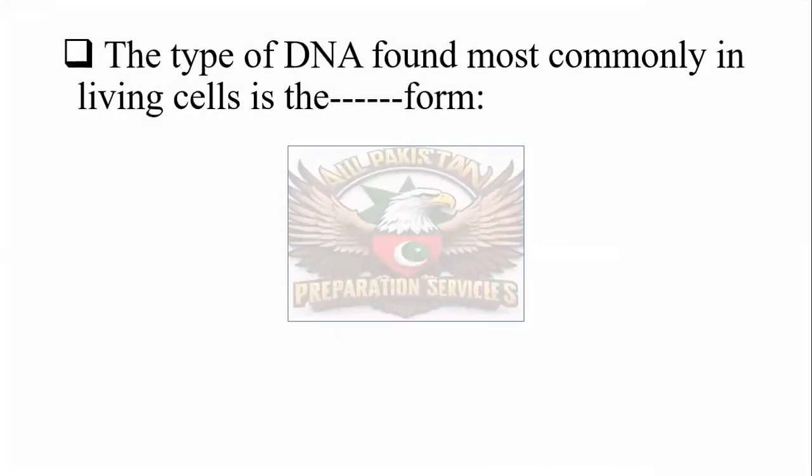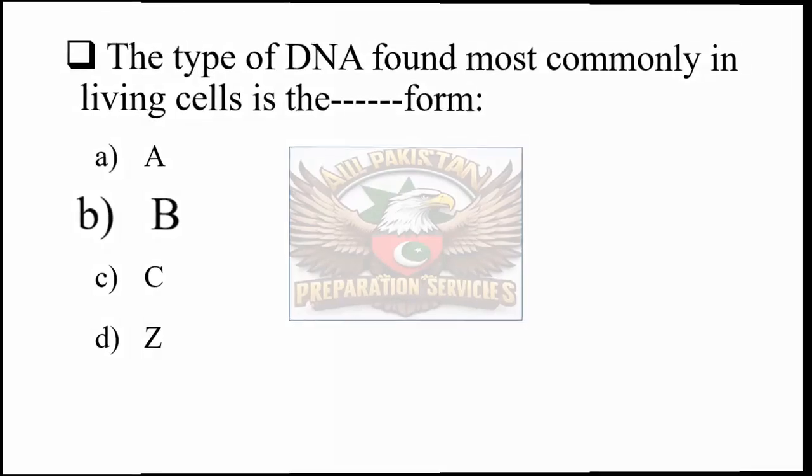The type of DNA found most commonly in living cells is a dash form: A form, B form, C form, or Z form. And the correct one is B form. The type of DNA found most commonly in living cells is the B form.